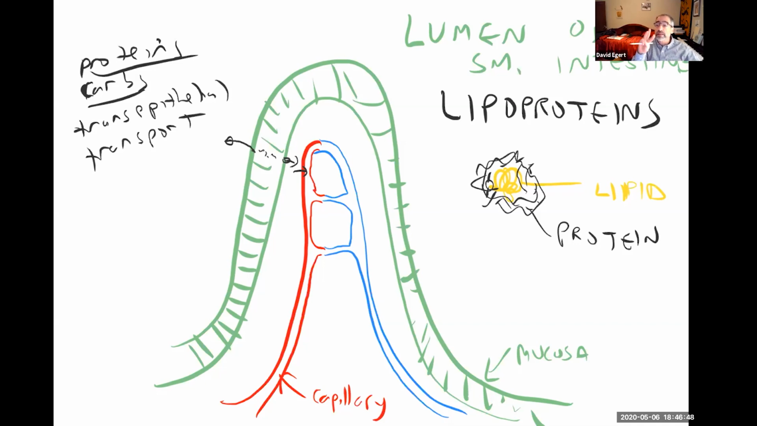There are three lipoproteins you need to know. If you have one that has not that much protein, because fat floats. If you have more protein and less lipid, that would be like a high density lipoprotein.